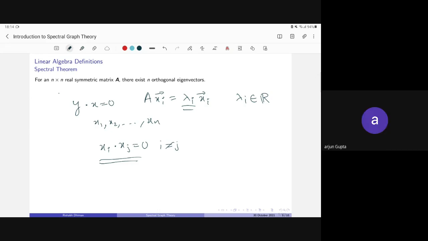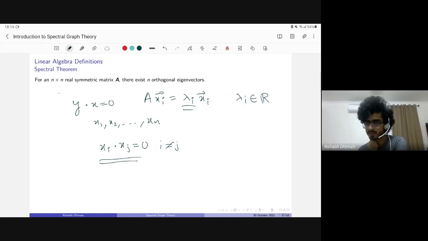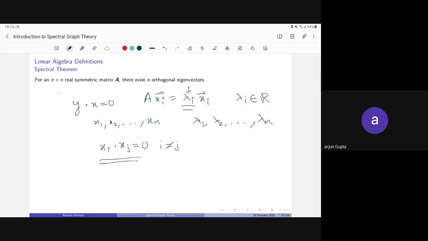So is the claim that for a fixed value of lambda i, there are exactly n values of xi, or what is the claim? No, no. So there are xi vectors, all of them are eigenvectors. And this lambda i is just, you'll have n different lambda i. So are you claiming that any two such xi are orthogonal? Yes.